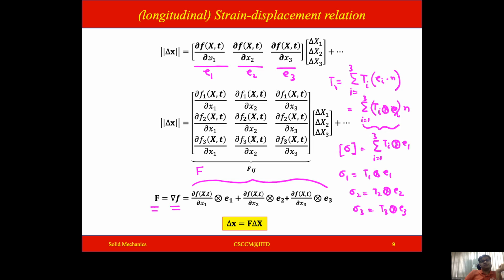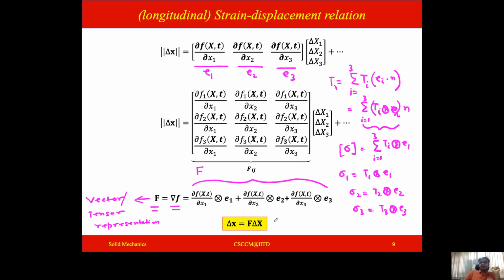So the first one is del F by del X1. So del F by del X1 cross E1 plus del F by del X2 cross E2 plus del F by del X3 cross E3. So this is vector representation. This is vector slash, you can say, tensor representation, and this is actually quite similar to how we represent stress in terms of traction. If you remember that part, it is quite similar.